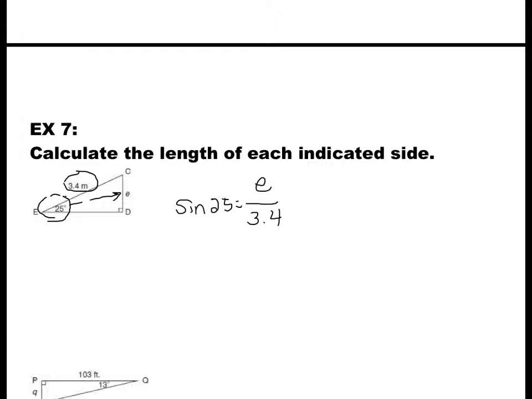Now, to solve this one, the denominator here is 1. I'm going to crisscross here. So E times 1 is E is equal to 3.4 sine 25 degrees. Now, if you multiply 3.4 by sine 25, what do you get? Arjun, what do you get? 1.44. So the answer is 1.44 meters, assuming what Harjot said is correct.